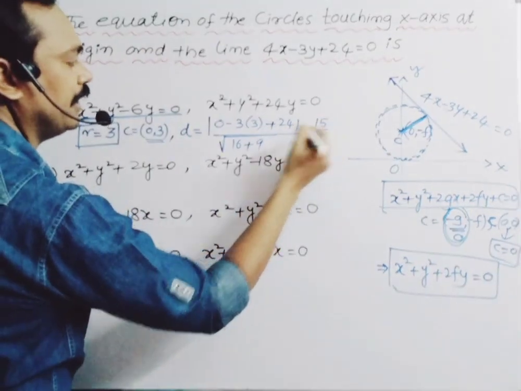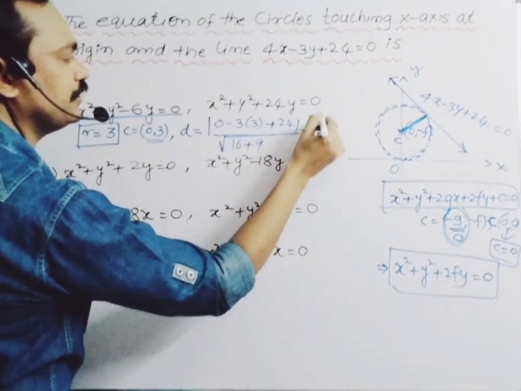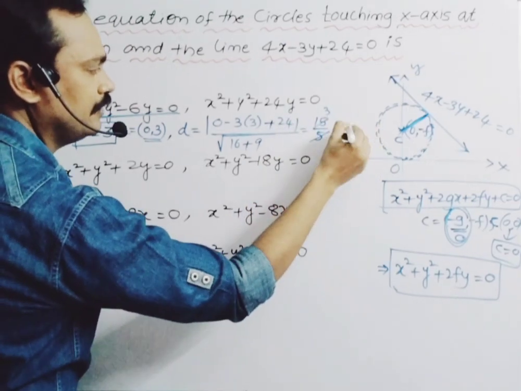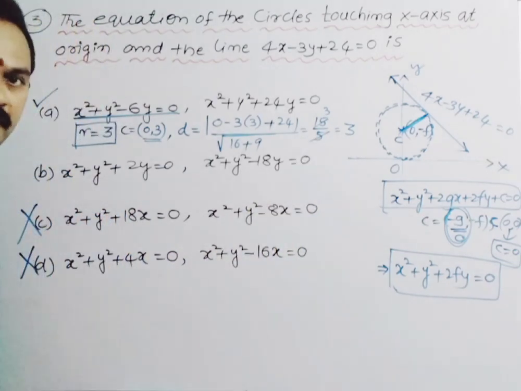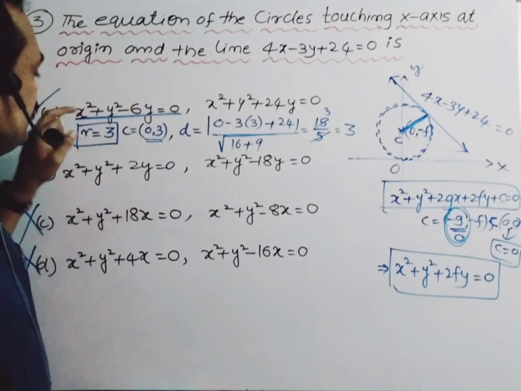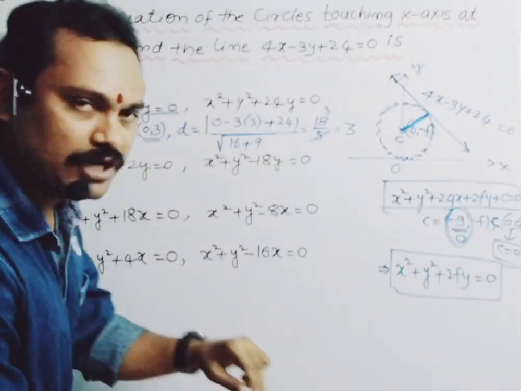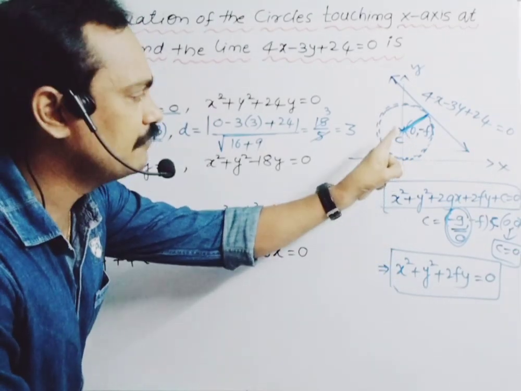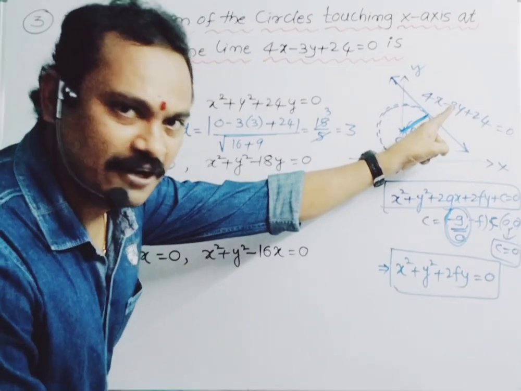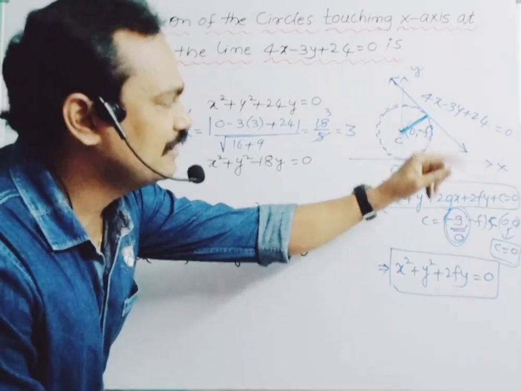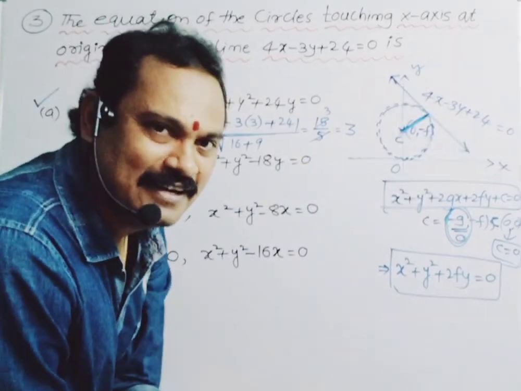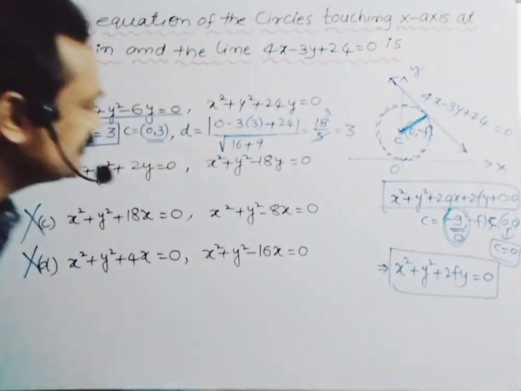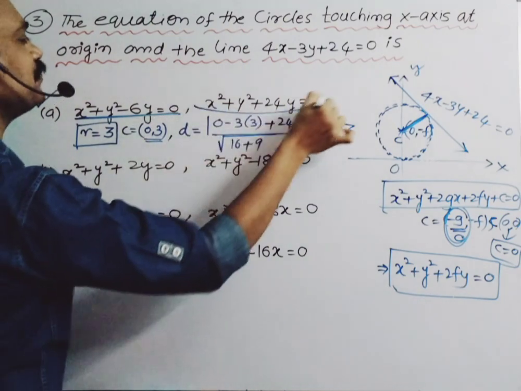15 by 5. 5 3s are how much, beta? Got it now? The radius of this circle is 3 units, and I have checked the length of the perpendicular from the center to this line. If it is 3 units, then confirmly this line is a tangent of the circle. It is confirmed. Next, you have to check the second option also, right?